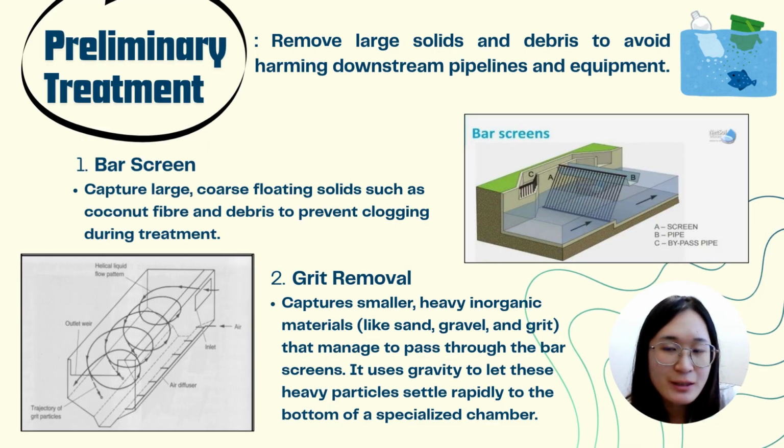For the bar screen, it captures large, coarse floating solids such as coconut fibers and debris to prevent clogging during the treatment. And for the grit removal, it captures smaller, heavy inorganic material like sand, gravel, and grit that manage to pass through the bar screen. It also uses gravity to let these heavy particles settle rapidly to the bottom of a specialized chamber.